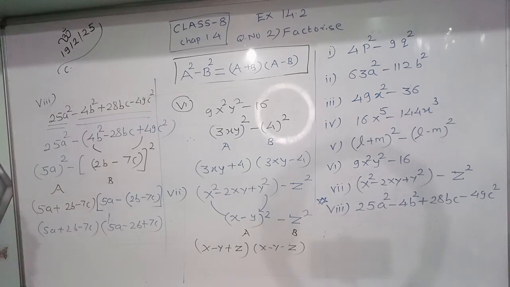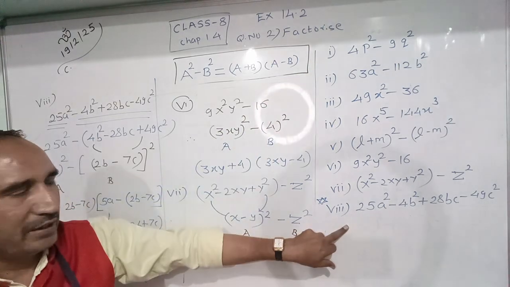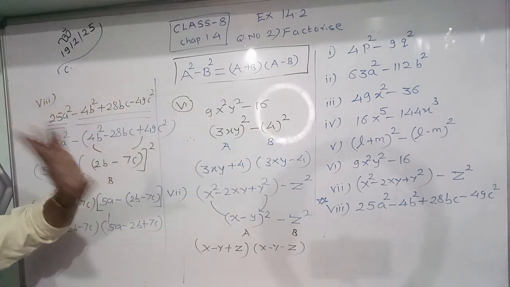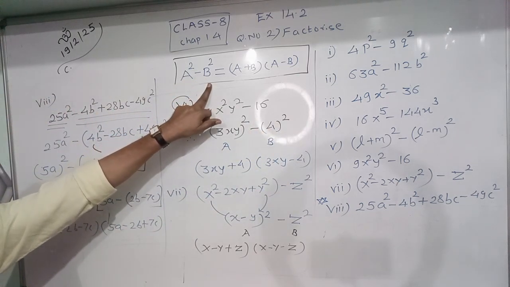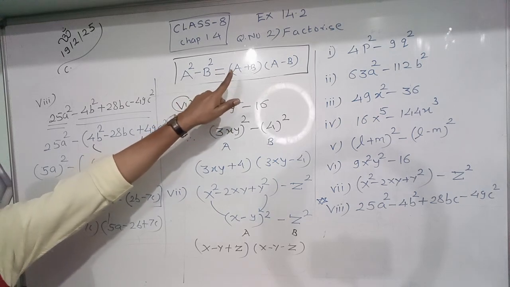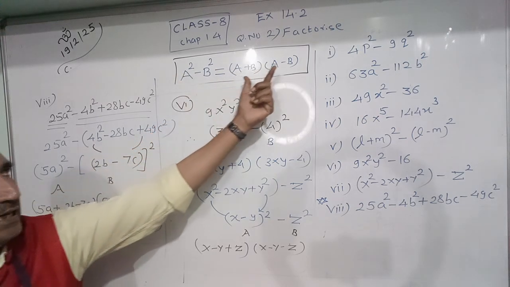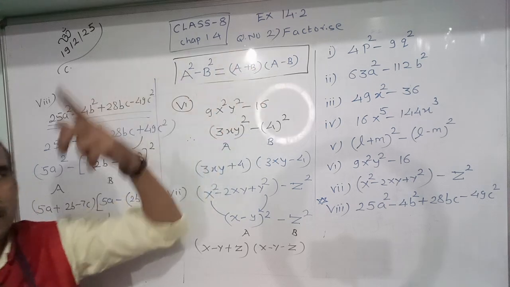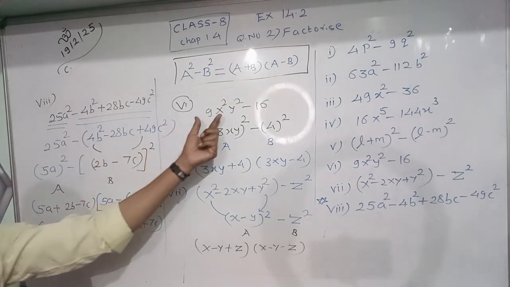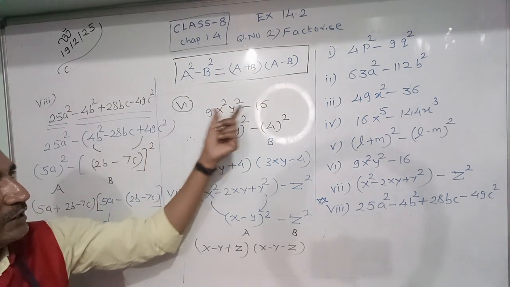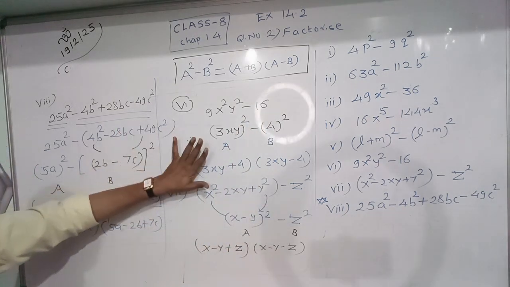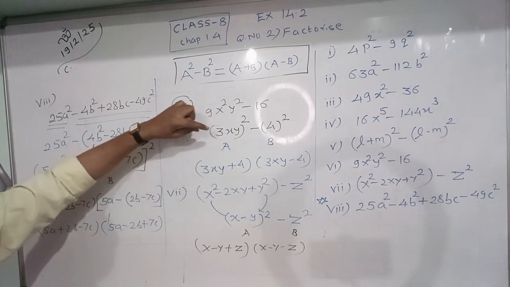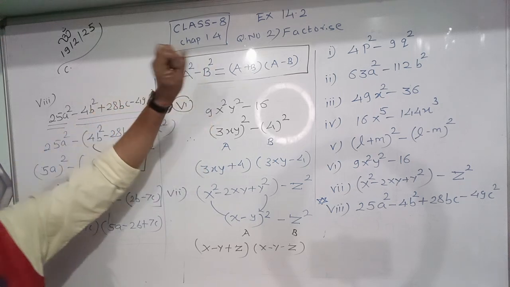So all the questions from 1 to 8 are solved by using the identity a square minus b square equals a plus b into one bracket and a minus b into another bracket. Every time we have to convert these two terms into the form of a and b, and that's why we are representing these terms by capital A and capital B.